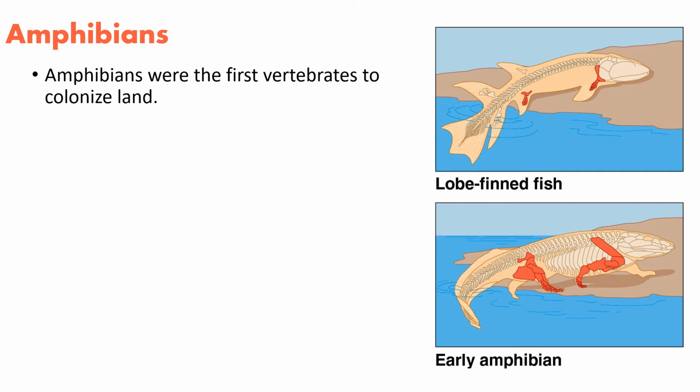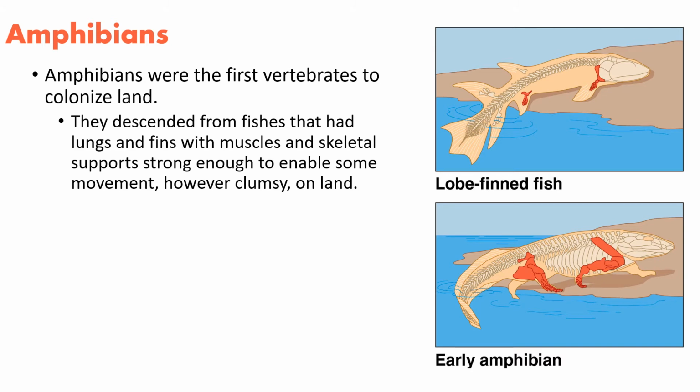Now, I said one of the major developments in the amphibians is this move to land, and we're going to start to talk about the legs. It's thought that amphibians are descendants of fish that had lungs. So instead of using gills like most fish do, they start to have lungs that are able to extract oxygen from the atmosphere directly. And they have fins with muscles strong enough to support movement on land.